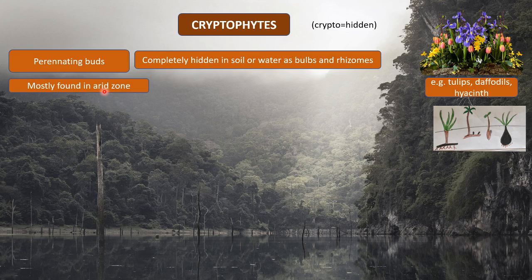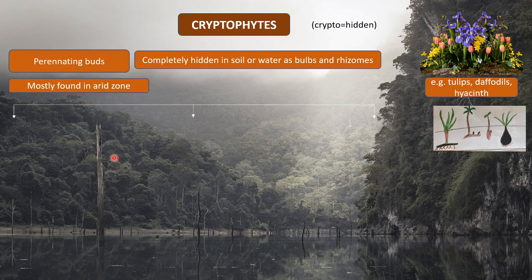Now most of the examples that fall under cryptophytes are tulips, daffodils, and hyacinth. These yellow plants that you see are the daffodils. This that you see are the tulips, right? And hyacinth I'll show which is hyacinth. Right, so here most of the plants that you see, these structures are the perennating buds. This is a perennating bud, this is a perennating bud, and this is present almost below the ground. Right, so this is hidden.